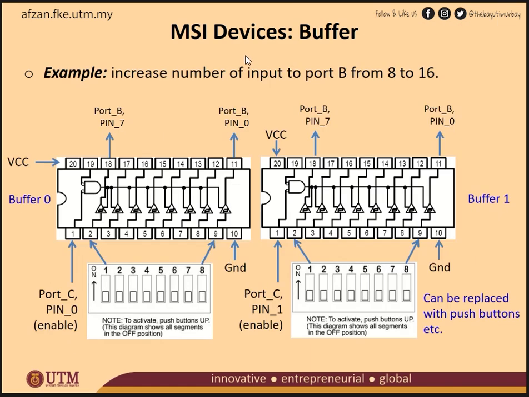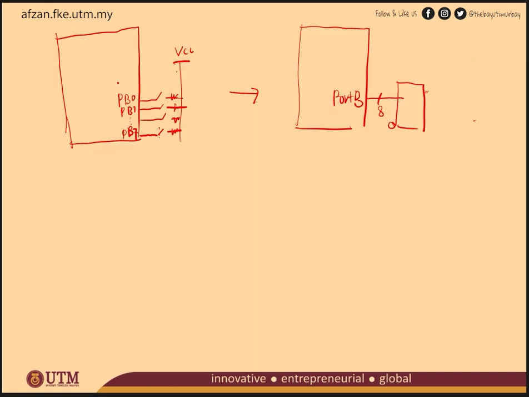Let's look at this example here. How are we going to increase the number of inputs in port B from 8 to 16? Let's say now you're going to increase the number of inputs of port B from 8 to 16. So this is your port B, the current port B, connected to 8 switches. Now you're going to increase this 8 so that it becomes 16. So how to do that?